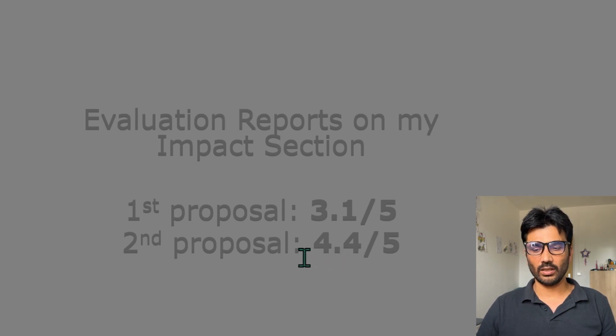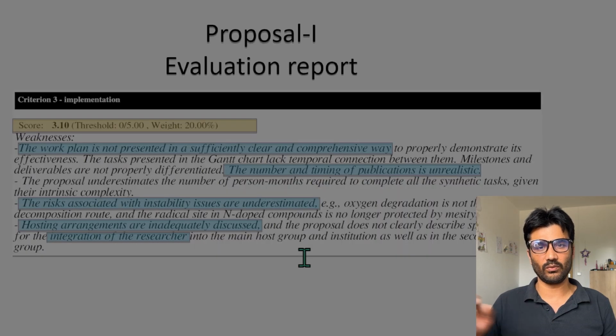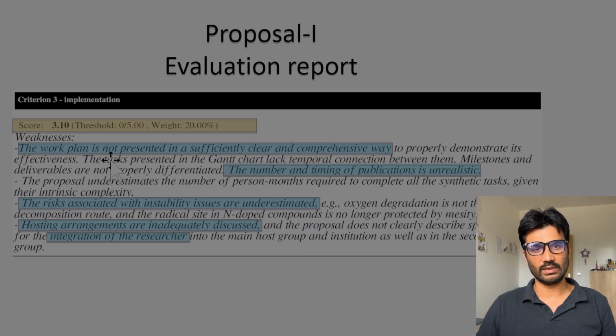And yeah, so I will show you the evaluation report. These are important to understand what kind of mistakes or weaknesses we should avoid when writing the proposal. So in my first proposal, for example, there were mostly weaknesses here. There were not many strengths in this proposal. The first thing they mentioned was that the work plan is not presented in a sufficiently clear and comprehensive way, and tasks presented in the Gantt chart lack temporal connection.